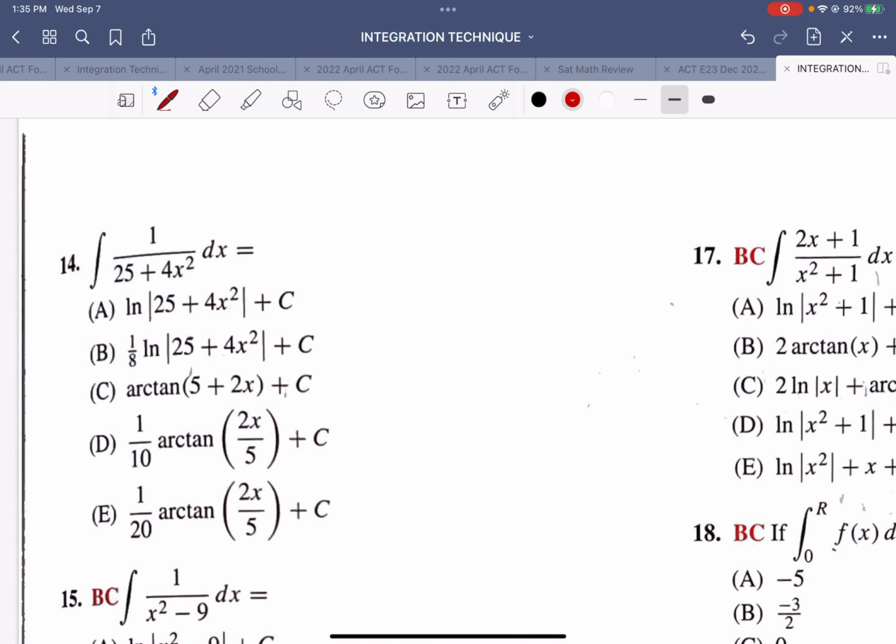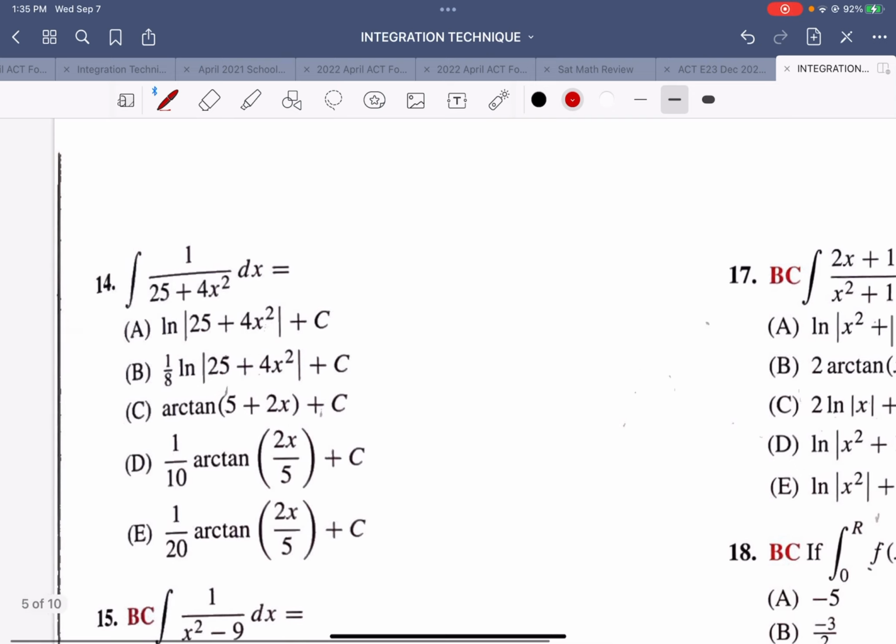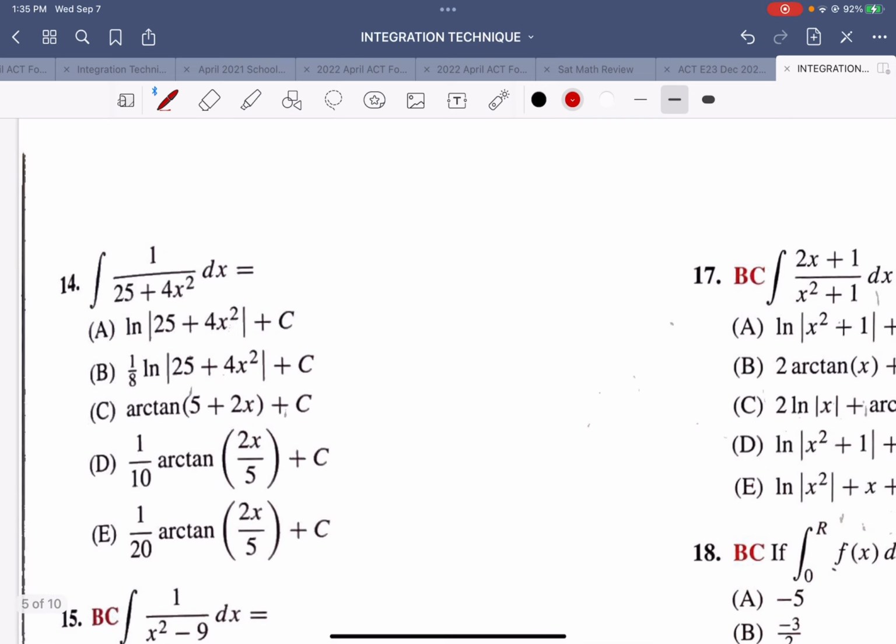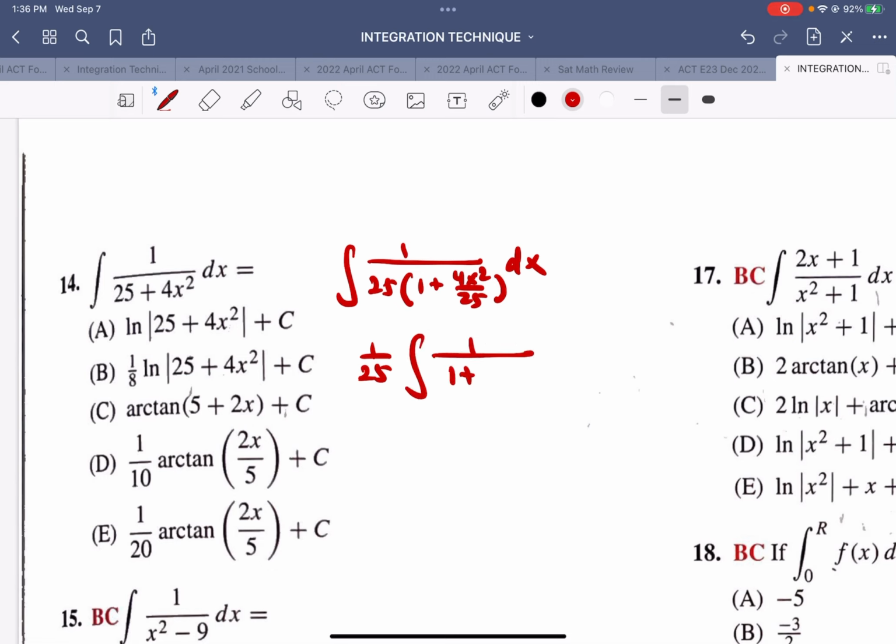So this one, what you can do is, I see that arctangent there. So you can take 25 out: 1 plus 4x squared over 25 dx, like that. So 1 over 25, you can take it out. 1 over 1 plus something squared. So 2x over 5, because 2x over 5 squared will be 4x squared over 25. So let's say u equals 2x over 5. So du is 2 over 5 dx.